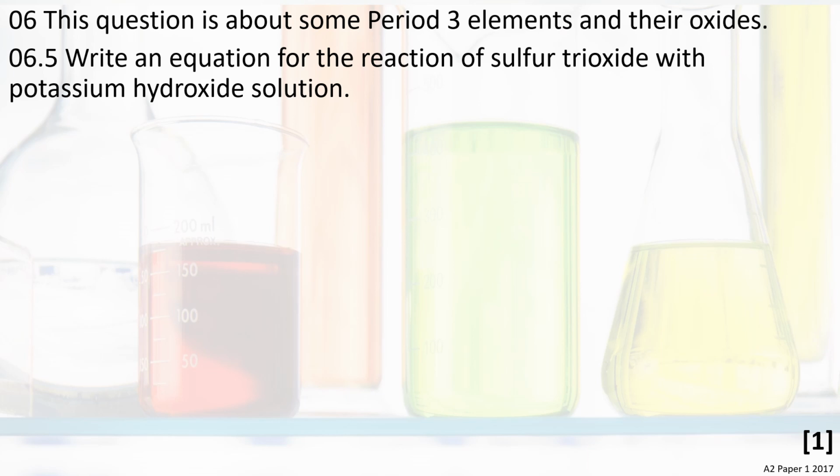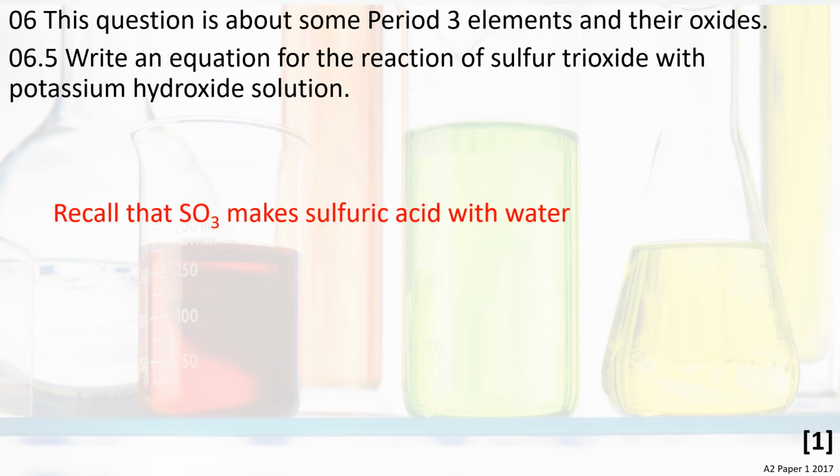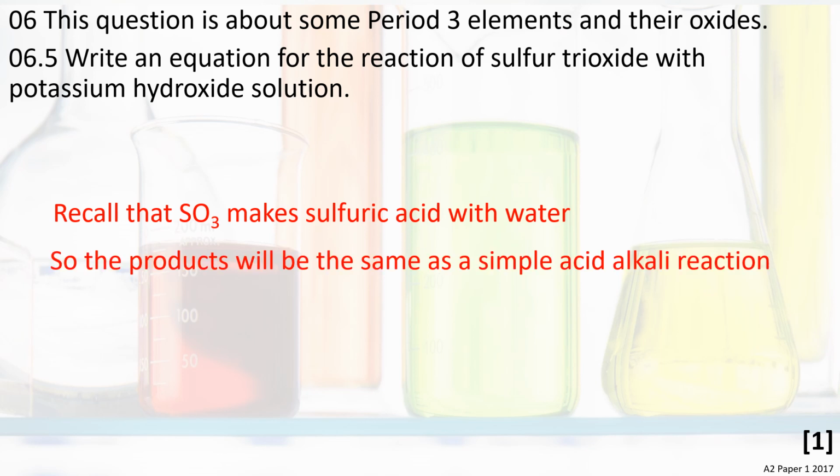Here's the next part of the question. Write an equation for the reaction of sulfur trioxide with potassium hydroxide solution. Sulfur trioxide will form sulfuric acid with water. We can think of the reaction of sulfur trioxide with potassium hydroxide as an acid plus alkali reaction.